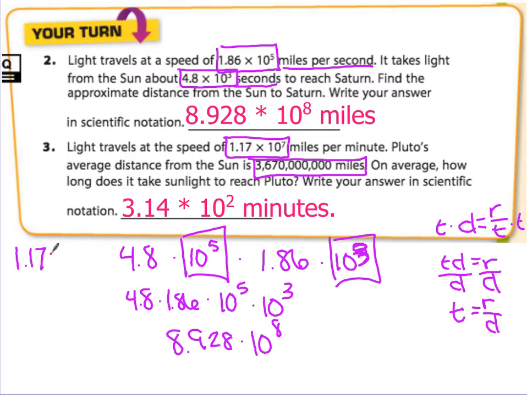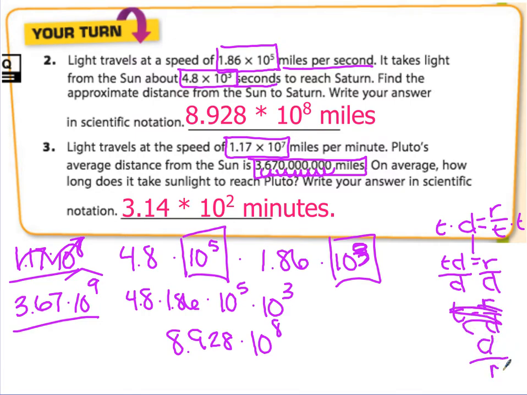1 and 17 hundredths times 10 to the 7th divided by, and this we have to turn into scientific notation. So 1, 2, 3, 4, 5, 6, 7, 8, 9. So we have 3 and 67 hundredths times 10 to the 9th. And we're dividing that by 1, and this is backwards. I apologize. This should have been distance divided by rate. And then we divide that by 1 and 17 hundredths times 10 to the 7th. And again, we divide these and subtract these to get our answer.